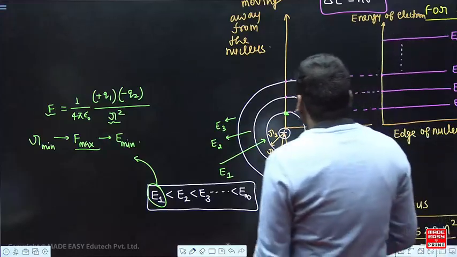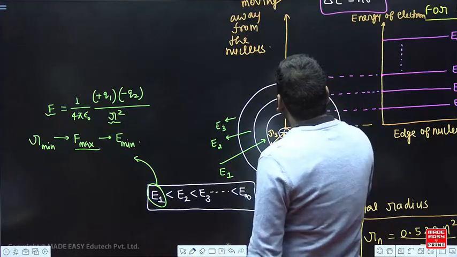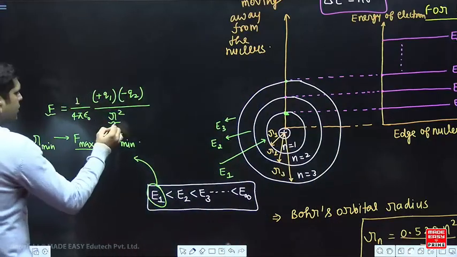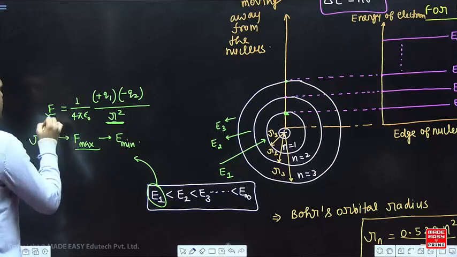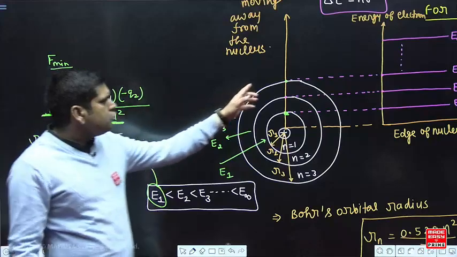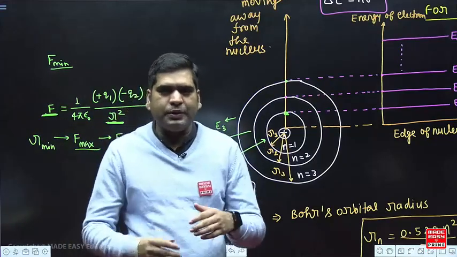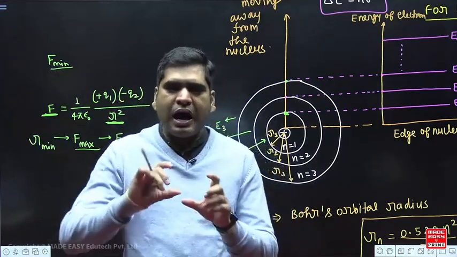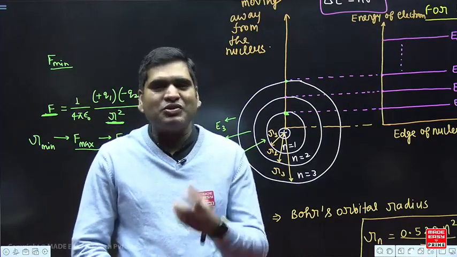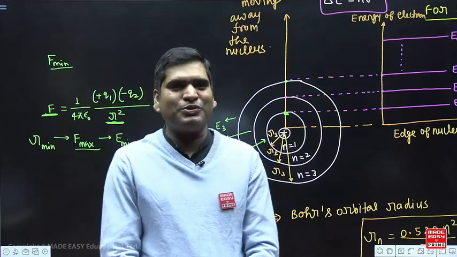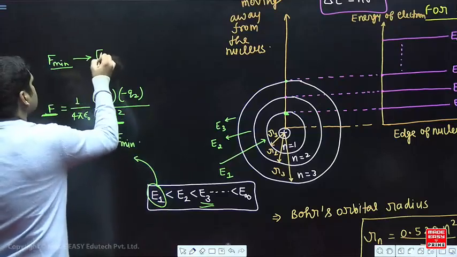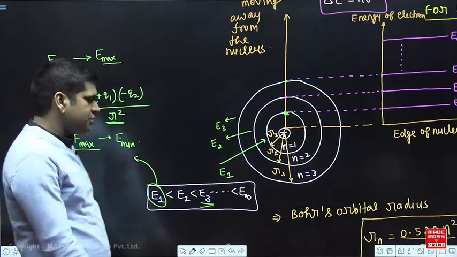Another thing you see, suppose an electron is in the last orbit, far away from the nucleus. When it is far away, the distance r is very large, and if r is very large, then the force will be minimum. So the electron is loosely bound to the nucleus. If the force is less, it means it is loosely bound to the nucleus, and energy is maximum. In that case, it will have maximum energy.